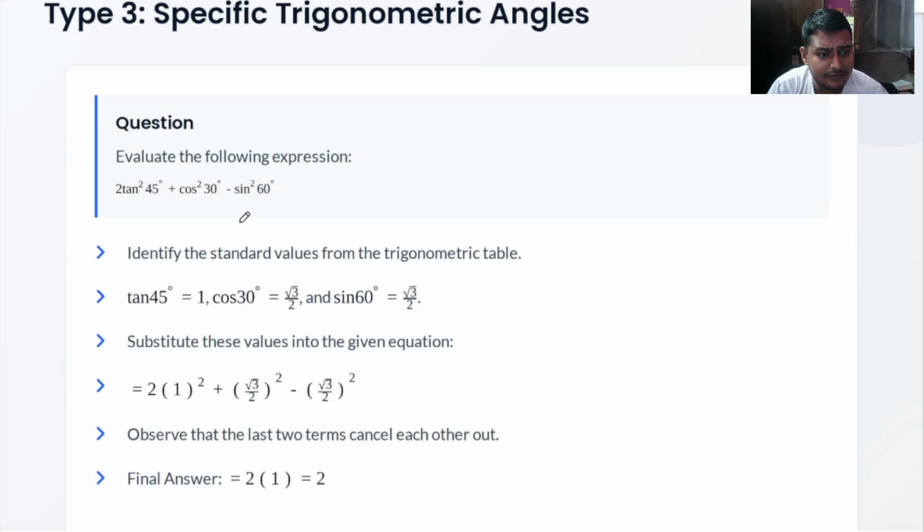So now tan 45 is 1, cos 30 is root 3 by 2, and sine 60 is root 3 by 2. I am implementing directly from the trigonometric table. So the question is 2 tan square 45 plus cos square 30 minus sine square 60. Implementing the values in the respective places: 2 into 1 square plus root 3 by 2 whole square minus root 3 by 2 whole square. These cancel out each other and we get 2 into 1 as 2. So the answer of this question is 2.